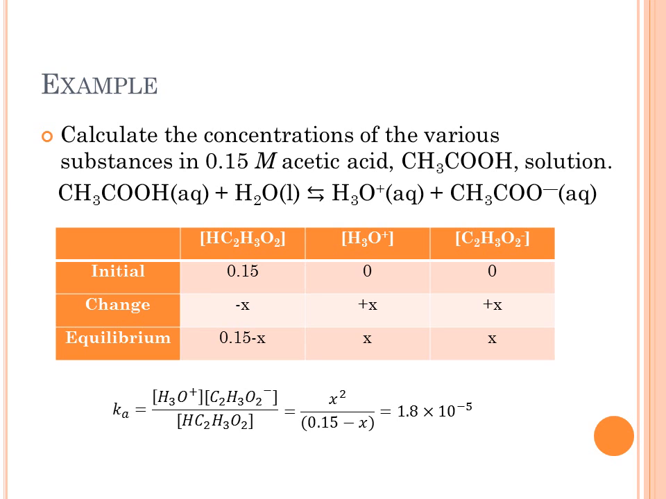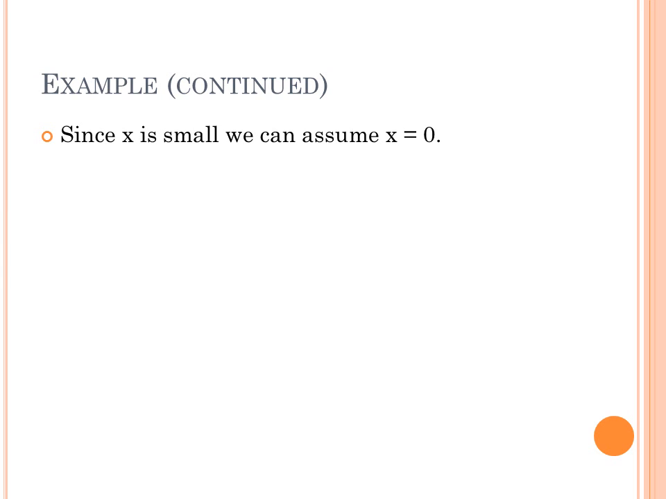Now again, Ka is pretty small compared to the initial concentration, so we're going to make the approximation we made before. We're going to assume that x is pretty close to 0 when we try to add or subtract it, and so we can simplify. We're using our approximation of x squared divided by 0.15 equals 1.8 times 10 to the negative fifth.